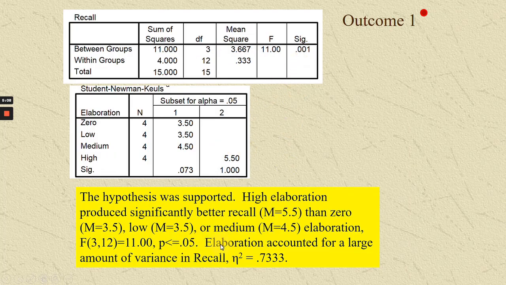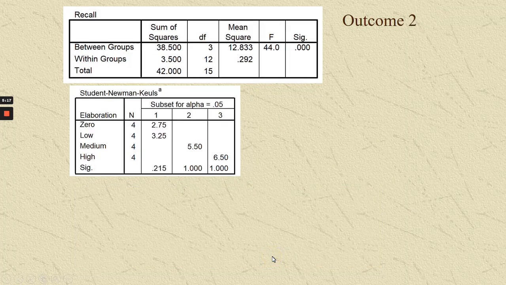So then I got to do my eta squared sentence. Elaboration accounted for a large amount of variance in recall. Pause it and go ahead and write the outcome for outcome 2 and you can check it.